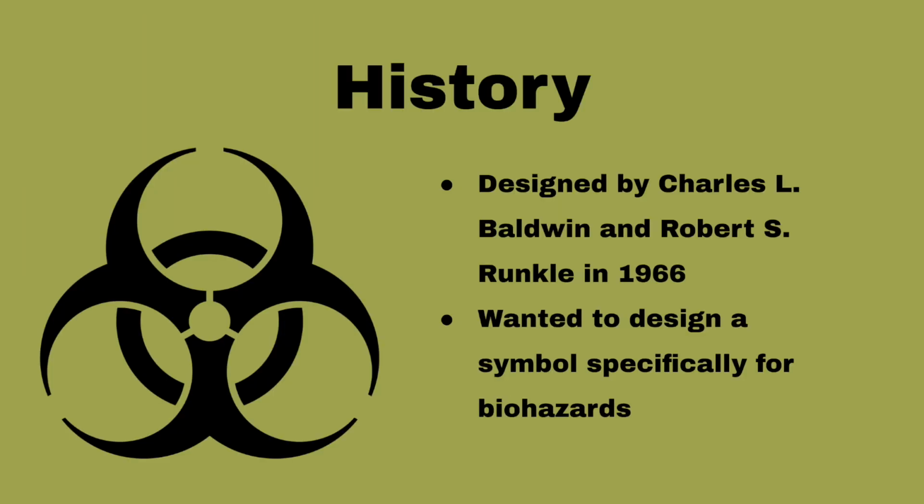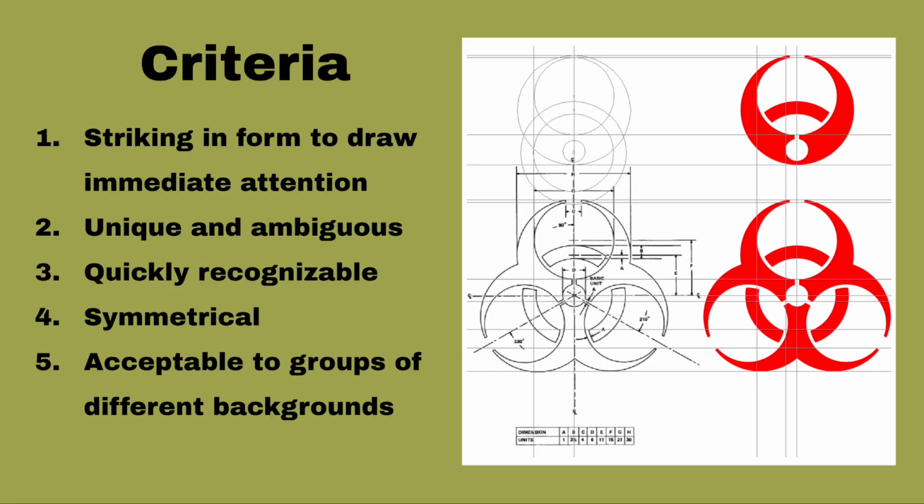The biohazard symbol was designed by Charles L. Baldwin of Dow Chemical and Robert S. Runkle of the National Institutes of Health in 1966. They wanted it to fit 5 criteria. It had to be 1. Striking in form in order to draw immediate attention. 2. Unique and unambiguous in order to not be confused with any other symbols. 3. Be quickly recognizable. 4. Symmetrical so it can be identical and identified at any angle. And 5. Be acceptable to groups of different ethnic backgrounds.